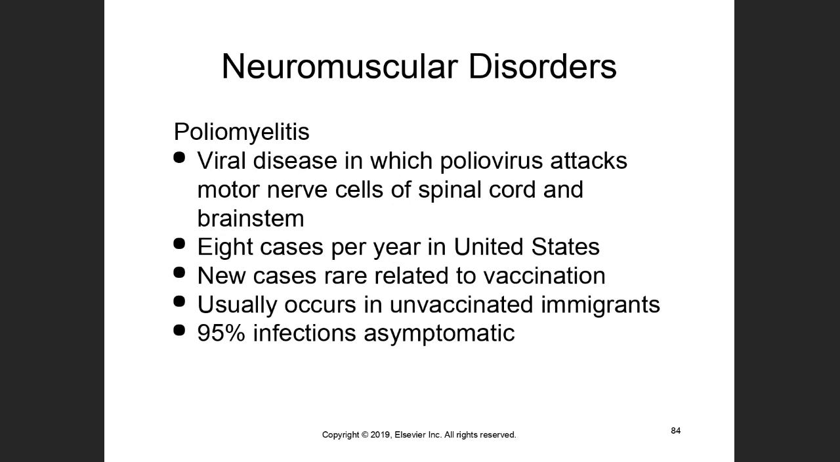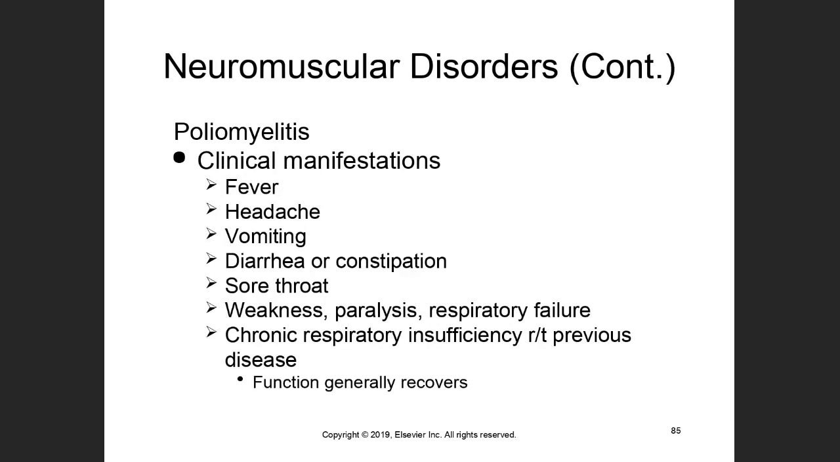Poliomyelitis is a viral infection with poliovirus. Nowadays we have a vaccine for poliovirus. That's why cases of that condition in the United States are extremely rare. Clinical manifestations: fever, headache, vomiting, diarrhea, constipation, sore throat, weakness, paralysis. Weakness and paralysis are one of the main characteristics because poliovirus affects the central nervous system. Then you have weakness, paralysis, and respiratory failure.